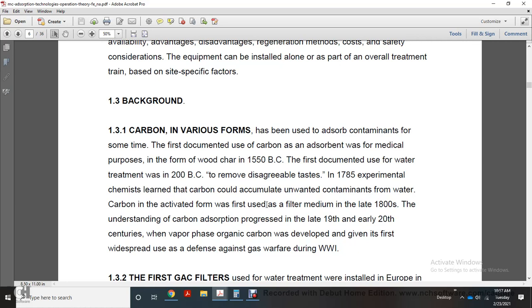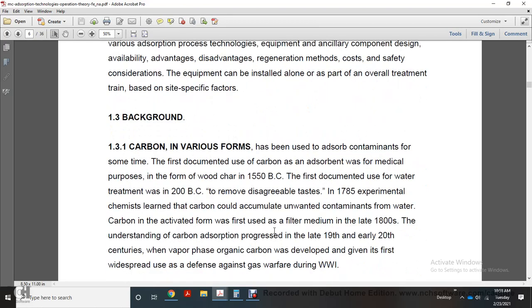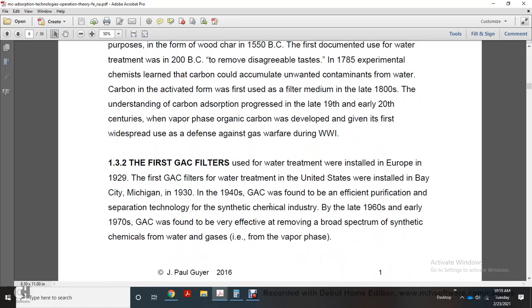Activated carbon form was the first medium in the late 1800s. Carbon absorption progressed in the late 19th century and early 20th century when vapor phase organic compound carbon was developed, given its first widespread use for defense against gas warfare during World War I. The first granular activated carbon filters for water treatment in the United States were installed in Bay City, Michigan in 1930 and 1940.